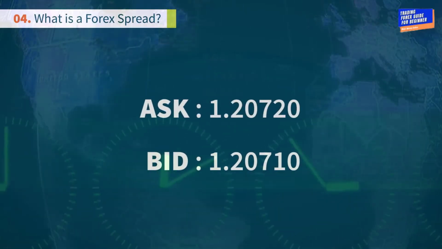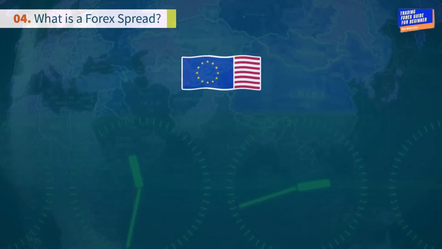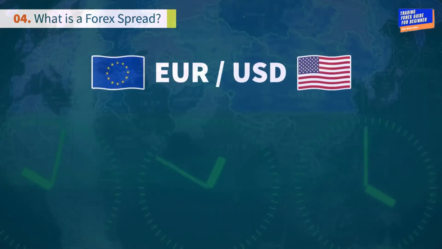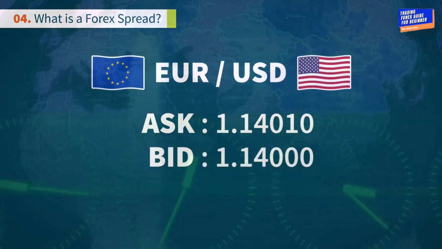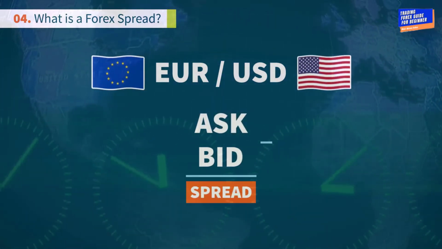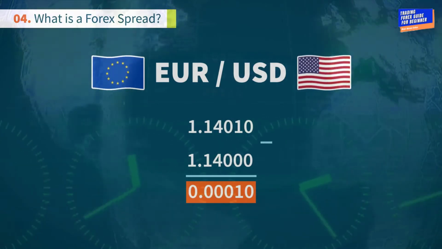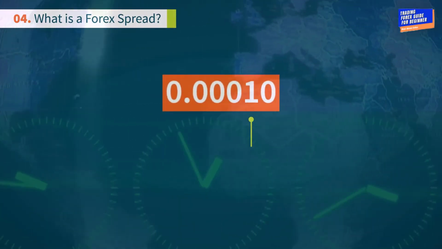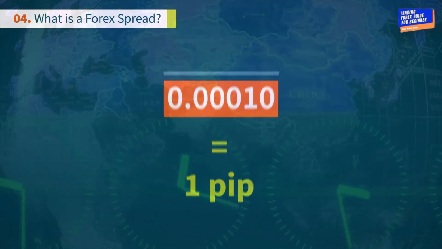A spread is the difference between the ask price and the bid price. For example, if the euro to US dollar is trading with an ask price of 1.1401 and a bid price of 1.14, then the spread will be the ask minus the bid price, in this case 0.0001. So a spread of 0.0001 is equal to 1 pip.